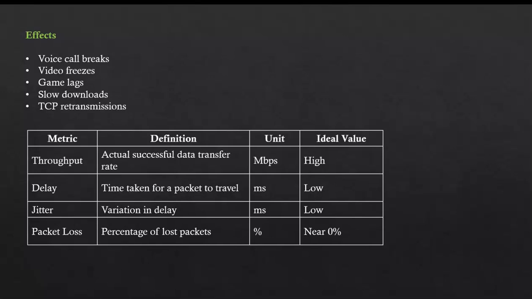Let us do a quick comparison of the four metrics. Coming to throughput, it is the actual successful data being transferred between the sender and the receiver. The unit is Mbps. The ideal value should be high. Delay is the time taken for a packet to travel. The unit is milliseconds and it should be low. Jitter is a variation in delay measured in milliseconds and it should be low. Packet loss is the percentage of lost packets. It's measured in percentage and it should be near 0%.